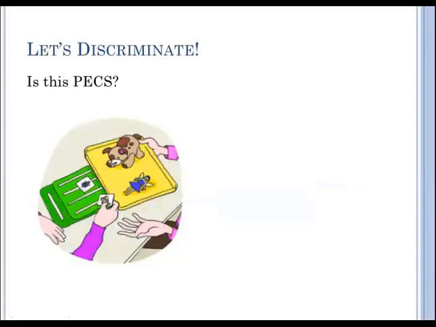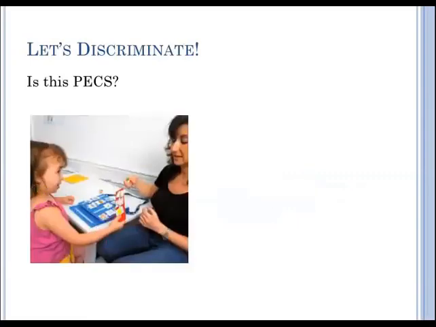Fantastic. So yes, this is an example of PECS. This is an example where a child is handing over a picture for a toy, and the adult is going to wait for him to choose the toy. And she's going to be looking to make sure that the toy he chooses matches the picture as a way of assessing his understanding of the different pictures. Okay, but this is an example of PECS. Good job. Here's another one.